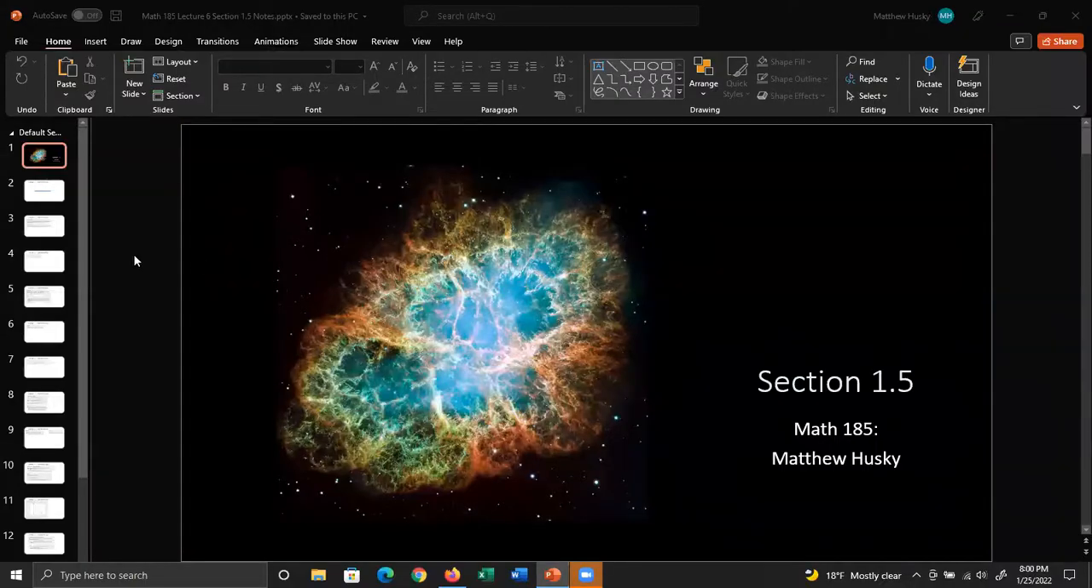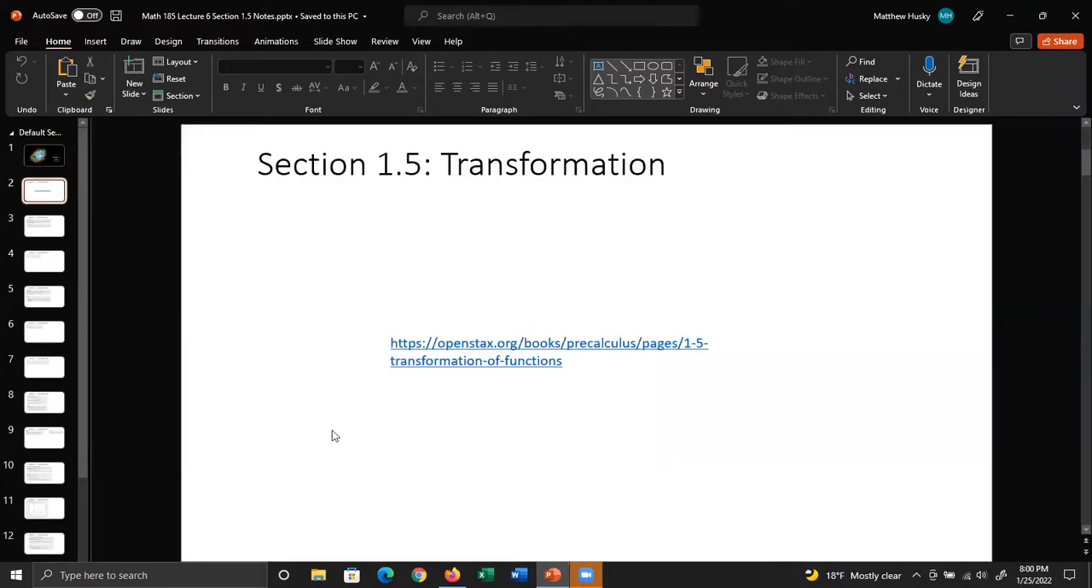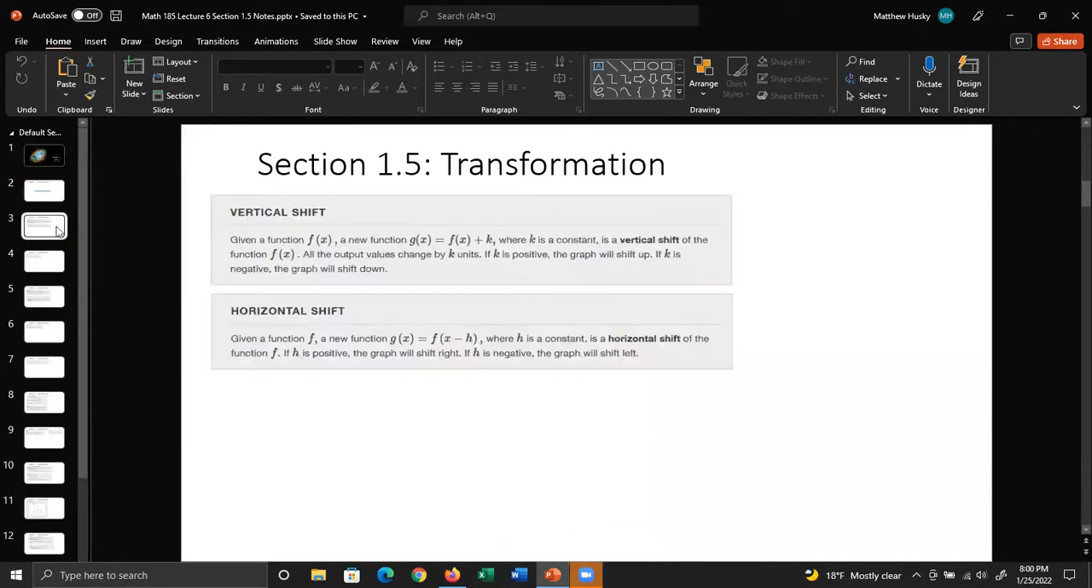Okay, hello everybody. We are now going to talk about section 1.5. So this is about transformations. There's the link to the section there.